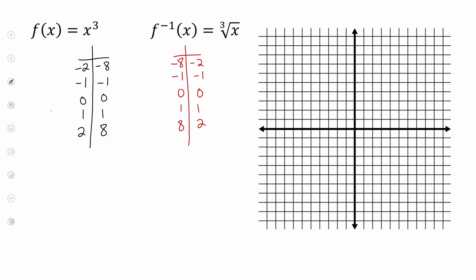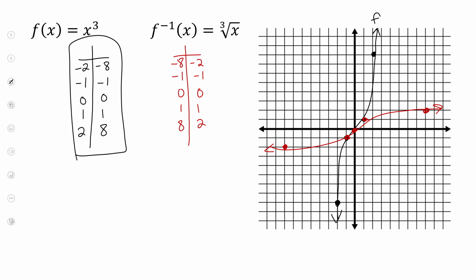So I'm going to go ahead and graph the original one right here. -1, -1, 0, 0, 1, 1, 2, 8. So this is what your original function looks like. I'll label it f. And then the inverse, I'll do it in red. So -8, -2, -1, 1, 0, 0, 1, 1, 8, 2. All right, so that is what your graph should look like.